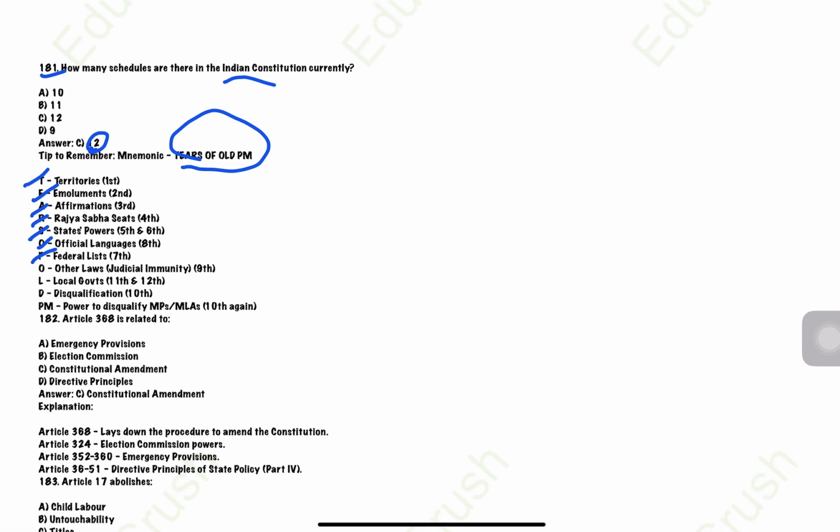F, federal lists, 7th schedule. O, other laws, judicial immunity, 9th schedule. L stands for local governments, 11th and 12th schedules. D, disqualification, 10th schedule. So PM, power to disqualify MPs, MLAs, 10th again. Okay, so in this way you can remember all 12 schedules by using EduCrush mnemonic code, that is Tiers of Old PM.